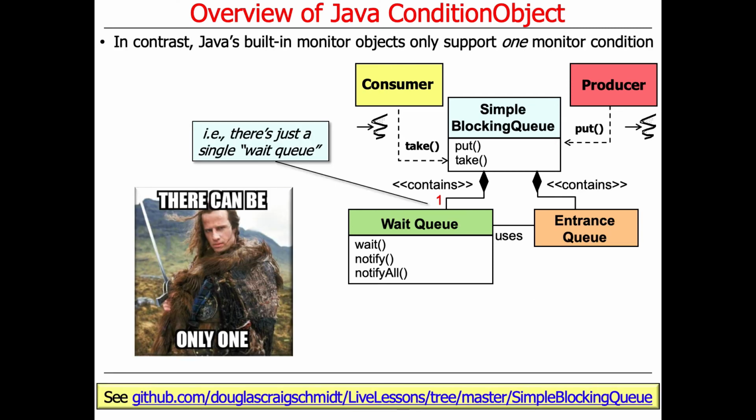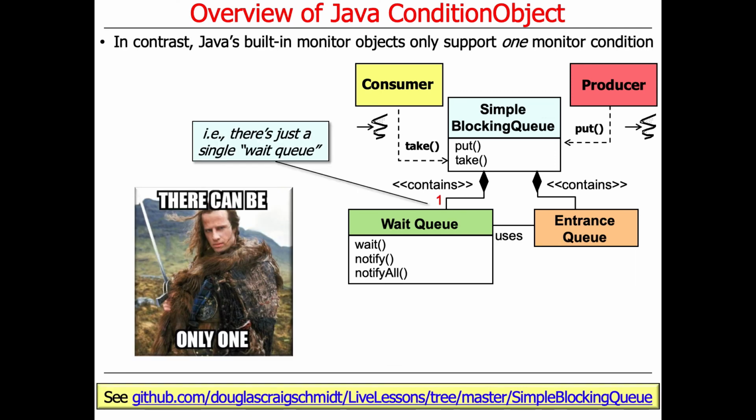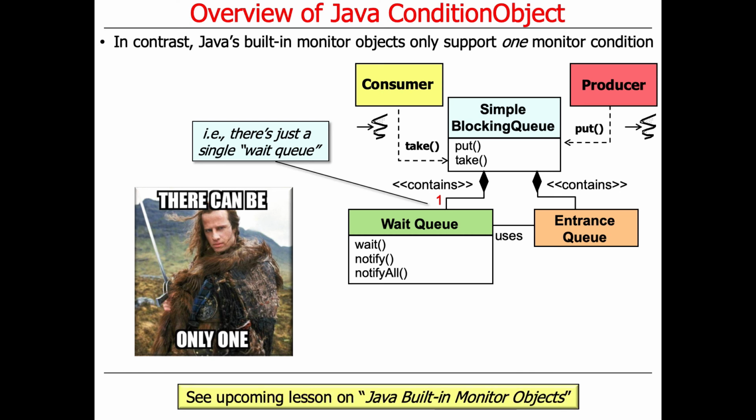As a contrast to user-defined applications of condition objects, Java's built-in monitor objects only support one monitor condition. So there's only a single wait queue on a built-in monitor object. There's only one. With user-defined classes that you write, you can have as many of them as you want. This one has 2, for example. But if you're using the built-in monitor objects, they only have one. And that is actually quite a limitation. So we'll talk more about this when we talk about Java's built-in monitor objects later in the course. But it's kind of a pain.